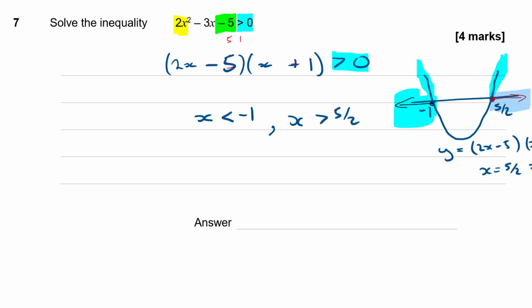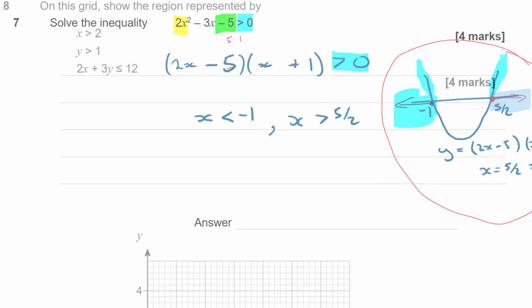Now, it doesn't say to sketch this, but I do recommend that you draw a sketch of your quadratic and do it this way. Otherwise, it's quite difficult to get the inequalities the right way around. Okay, let's move on. Question A.